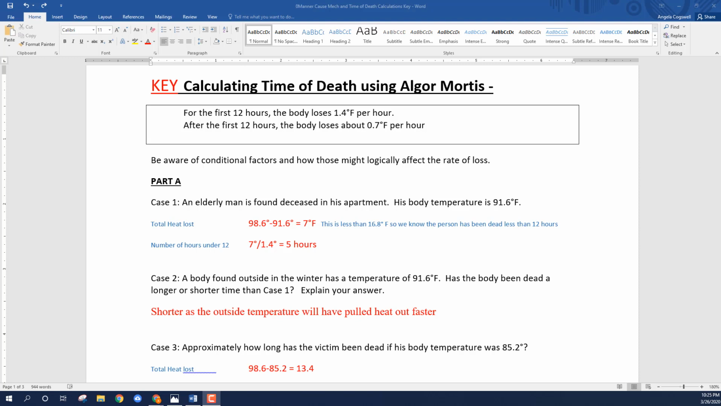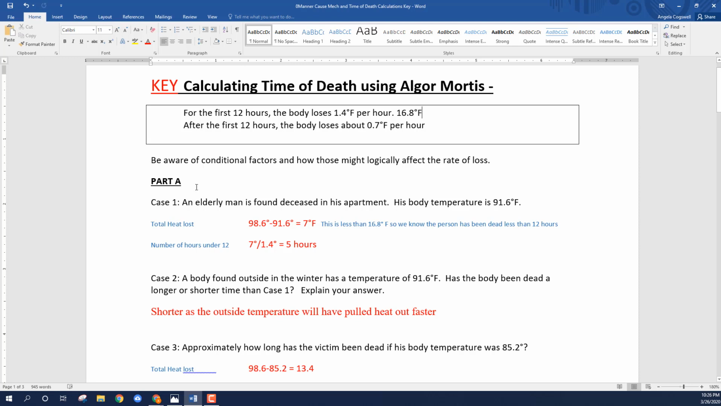So first off, let's remember that the body loses 1.4 degrees Fahrenheit per hour for the first 12 hours, and then after that it slows down to about 0.7 degrees per hour. So that means, and this is an important thing to remember, that the body is going to lose a maximum of 16.8 degrees in the first 12 hours. These are the facts that you need to know.